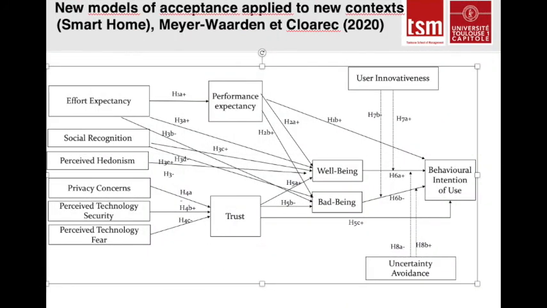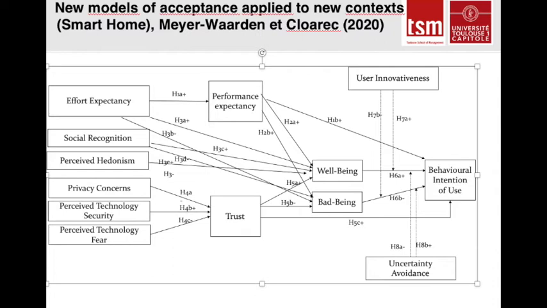Here we extend the UTAUT model to smart home acceptance. So you can see that effort expectancy leads to higher performance expectancy. So the easier the smart home is to use, the higher will be the performance expectancy or the benefits perceived by the smart home. You can also see that social recognition as well as perceived hedonism, so the joy of the smart home, the hedonic aspects and experiential aspects, have a positive impact on well-being.